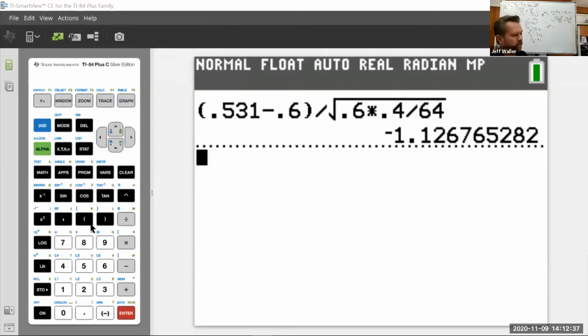So here's what it looks like in the calculator. Let's see. So again, tell the poor little calculator what the top is.